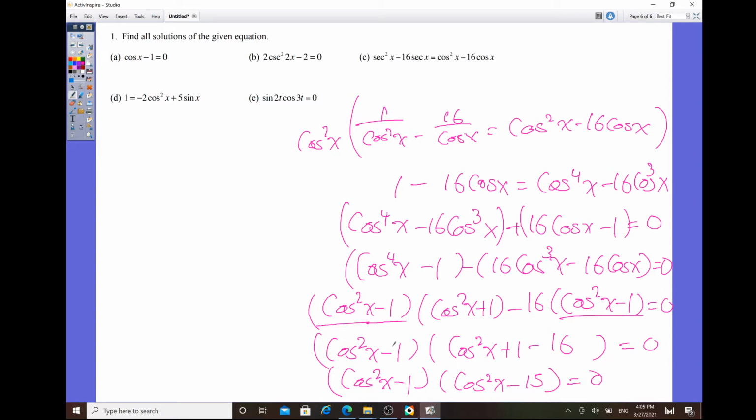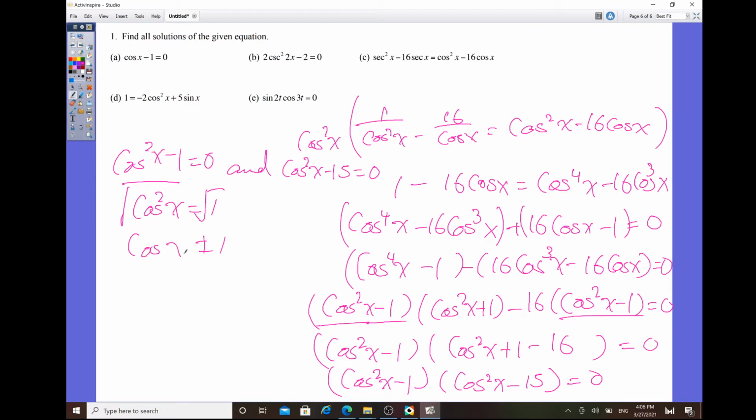And now we just want to separate them out. So cosine square of x minus 1 equals 0. And cosine square of x minus 15 equals 0. So cosine square of x equals 1, square root, plus minus 1. So again, this one is quite similar to what we did for the first one, but it's plus minus 1. So that means could be 0, could be pi, again, plus minus pi, plus minus 2 pi, and so on and so forth.